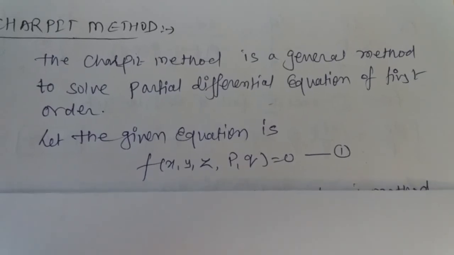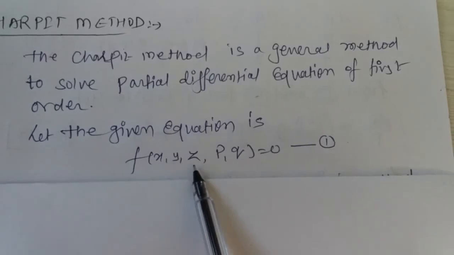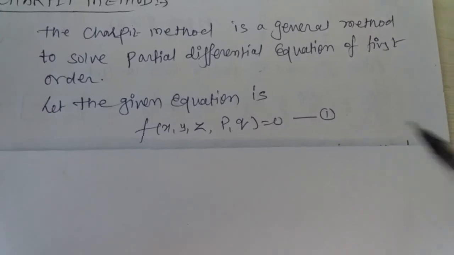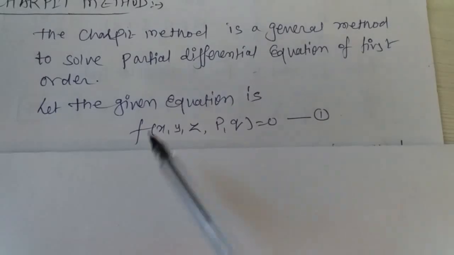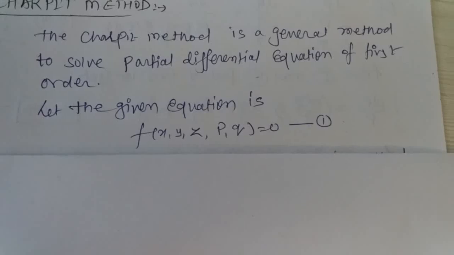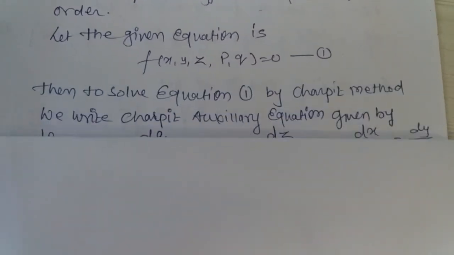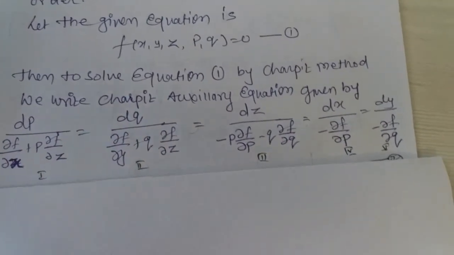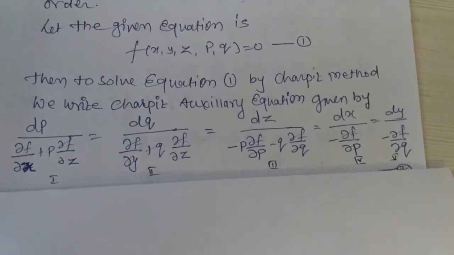Suppose the given nonlinear partial differential equation of first order is f(x, y, z, p, q) = 0. Now, in order to obtain the complete integral, or we can say to solve the equation by the Charpit method, we have to write the Charpit auxiliary equation, which is given by this relation. A little bit long expression, but if you write this equation two or three times, you can easily remember this.